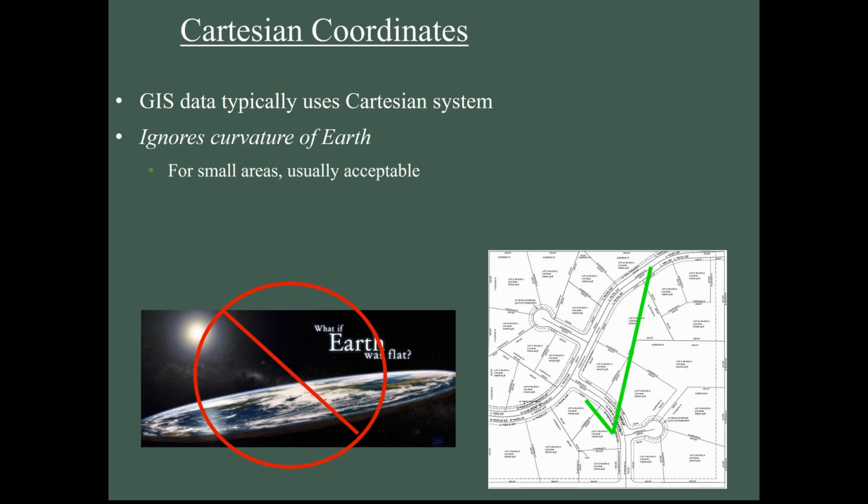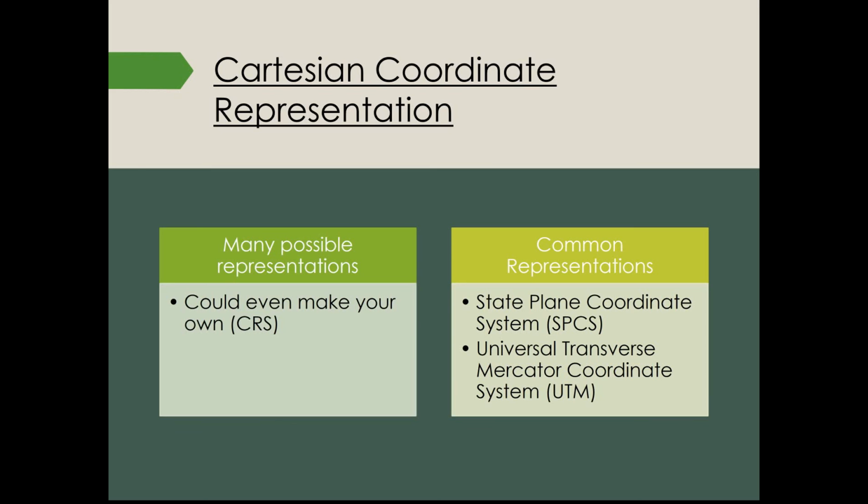All right, so it's important to point out that Cartesian coordinates are typically used for GIS data. You also need to know that Cartesian systems ignore the curvature of the Earth. But for small areas, this is usually acceptable. So the two-dimensional Cartesian coordinate system can represent many possible locations at many possible scales.